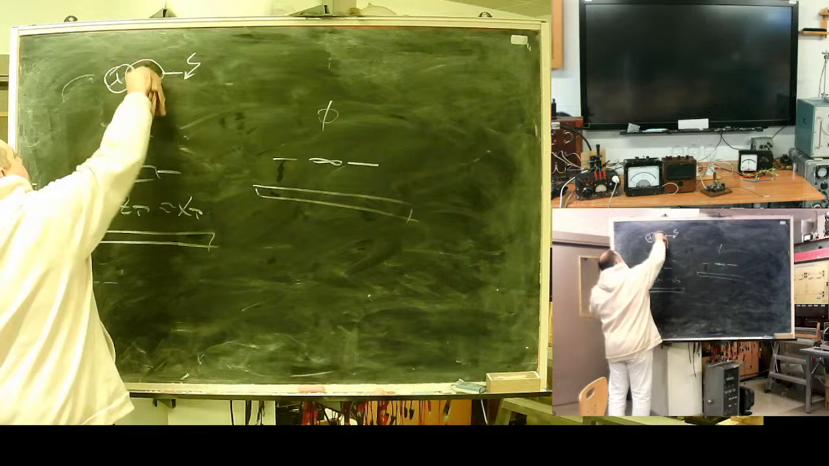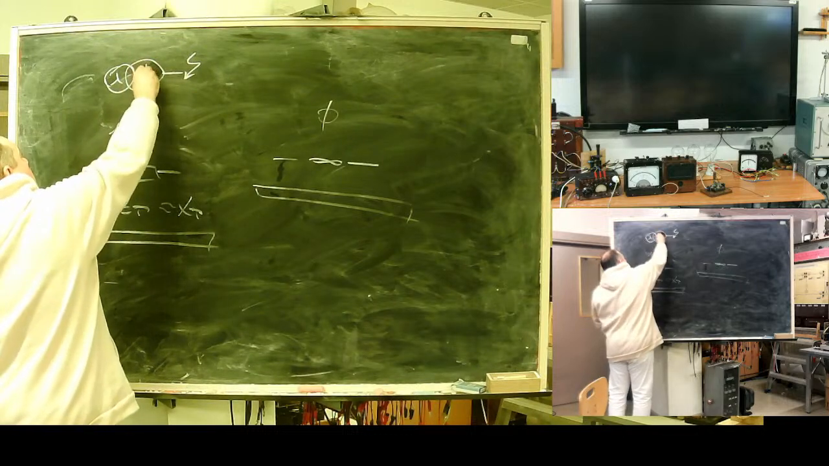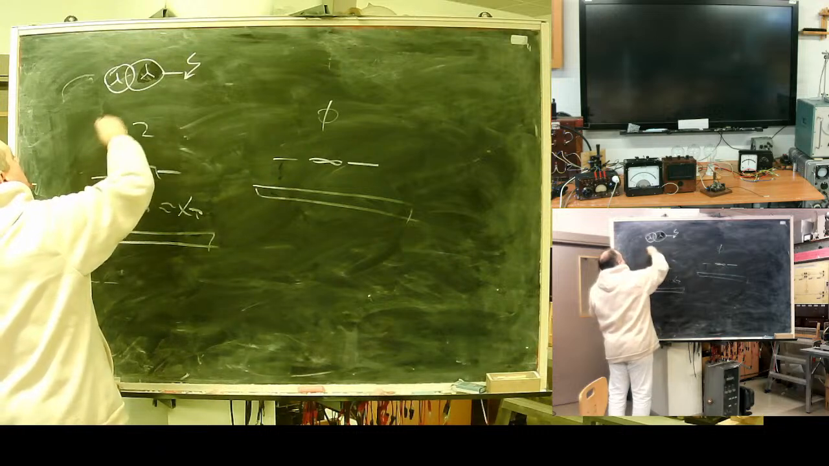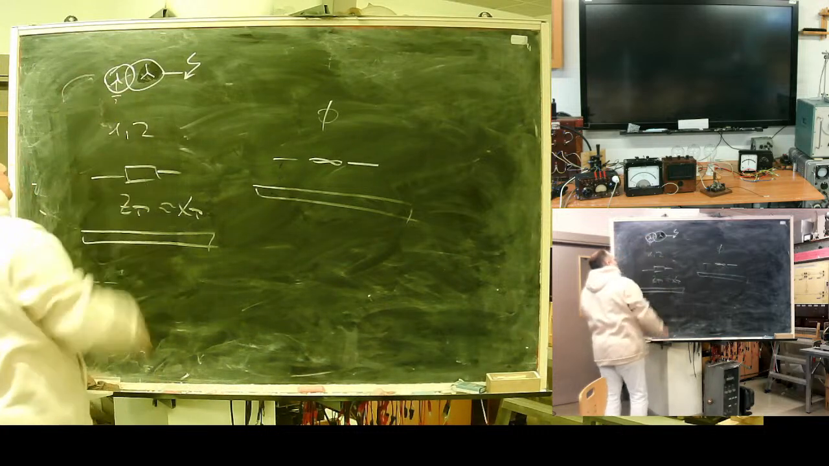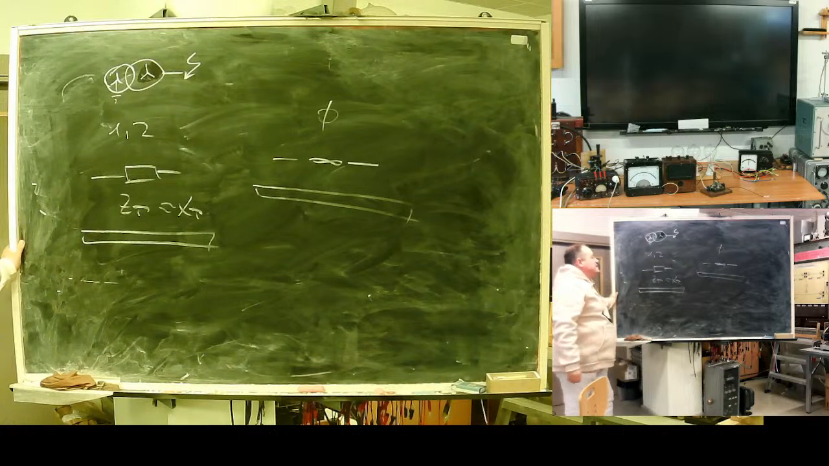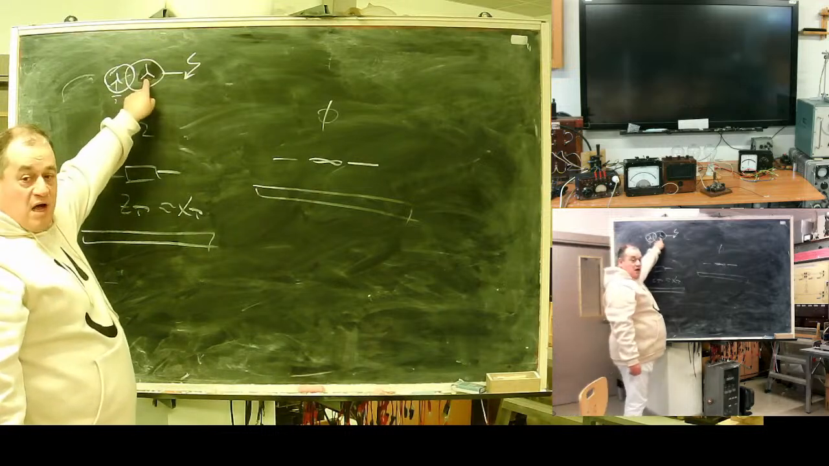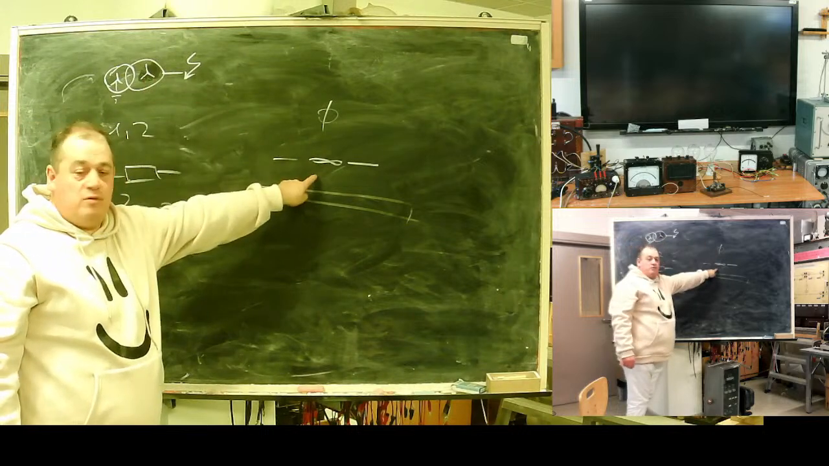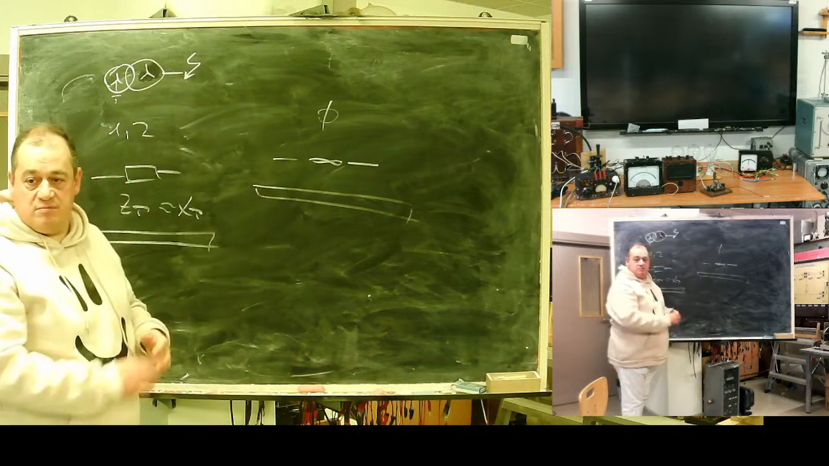Next one. Delta, not grounded. Here can be grounded or not grounded, not important. Same thing. Nothing changes. No ground wire, no flow of zero sequence.